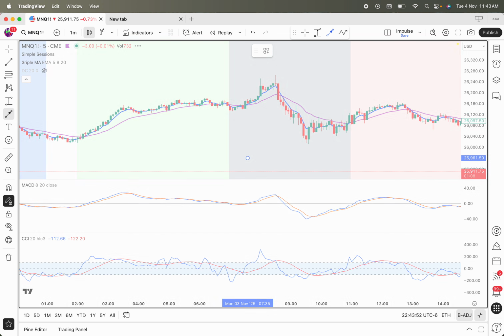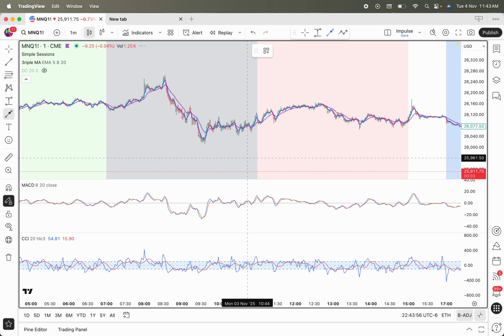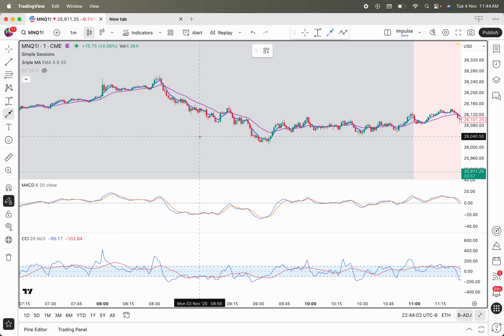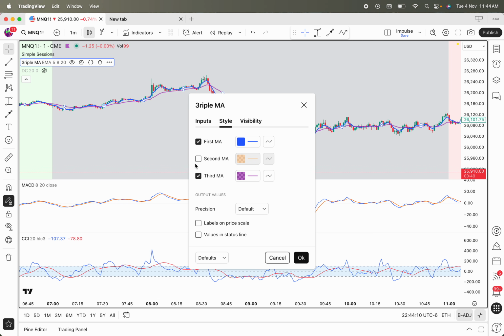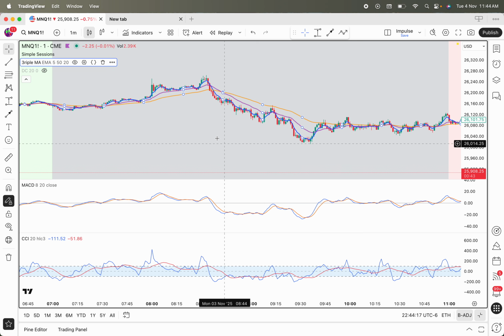I'll even go down to a 1 minute, and this is still NASDAQ from Friday, and you can just see how many scalping opportunities there were. If you're going to do the smaller time frames, I would maybe look at putting a higher EMA in there. Maybe you could put a 50 in there or something. I don't know, I'm just making this up.